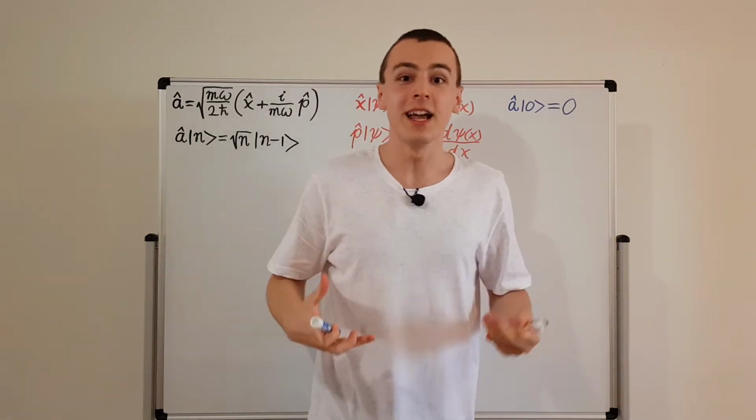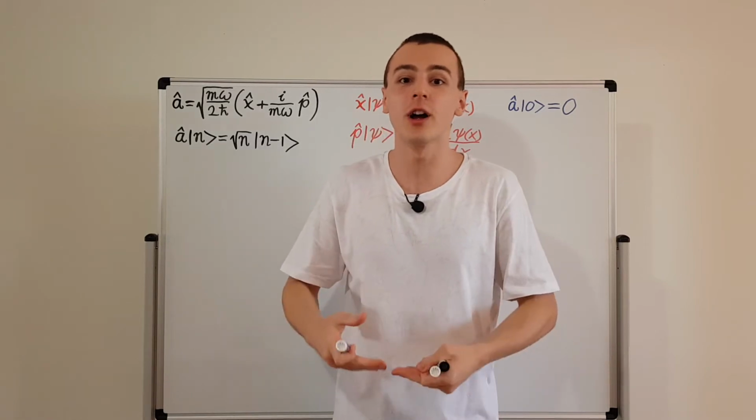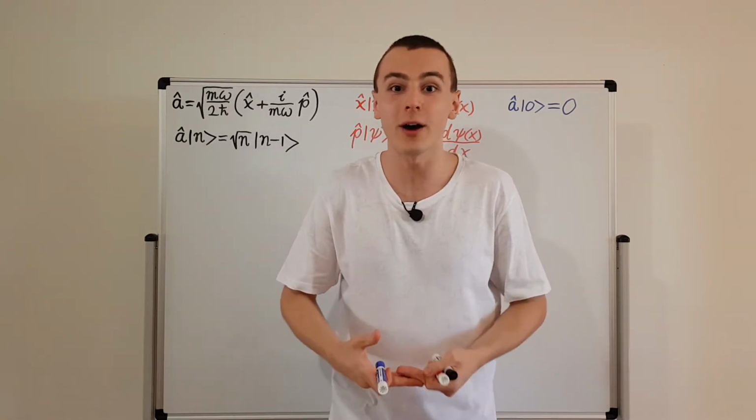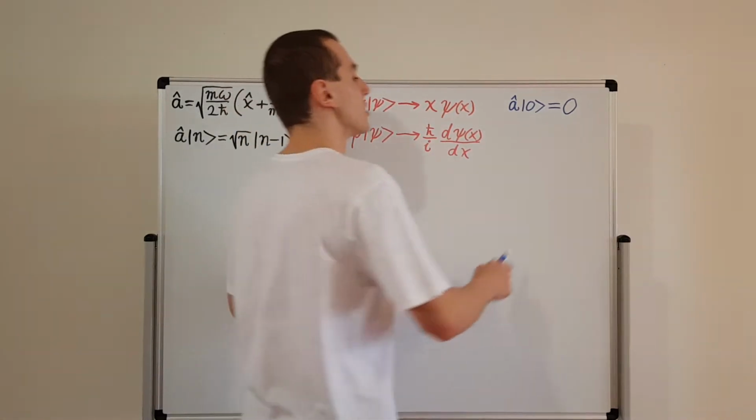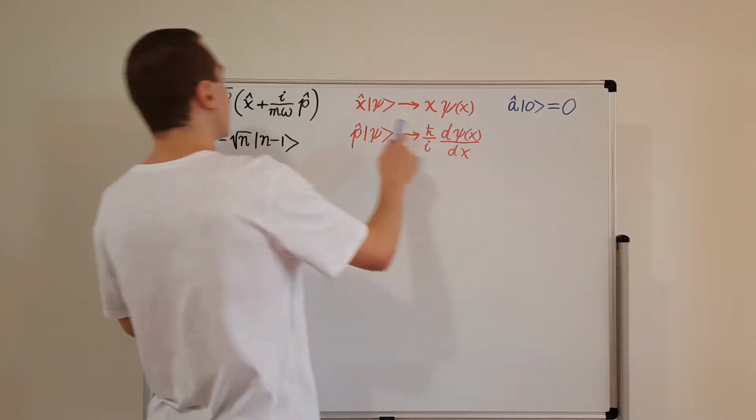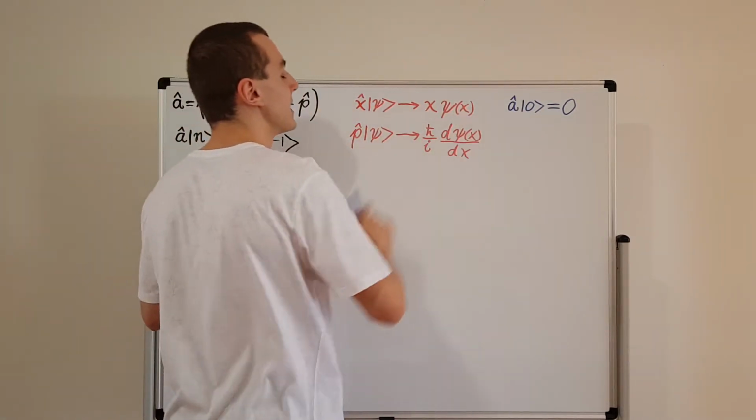Physically, what does this mean? It means you cannot go any lower than the ground state. There is a lower bound to the energy. So this is what we're going to use, and we're going to substitute this definition into this expression.